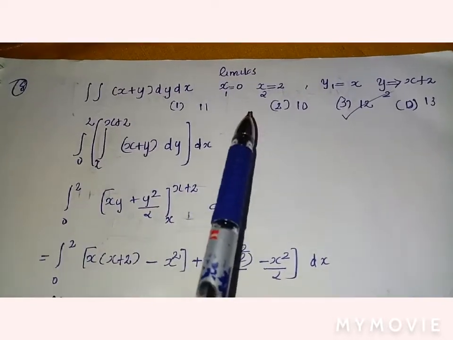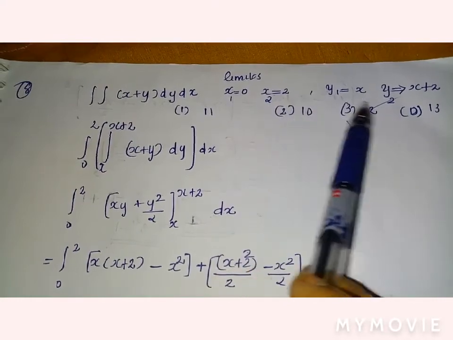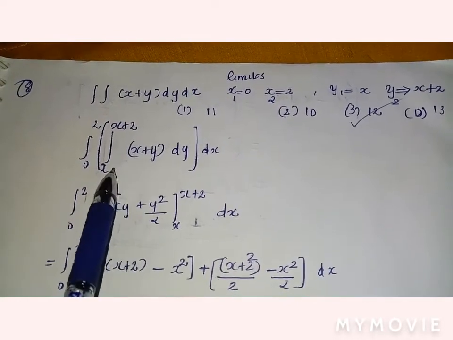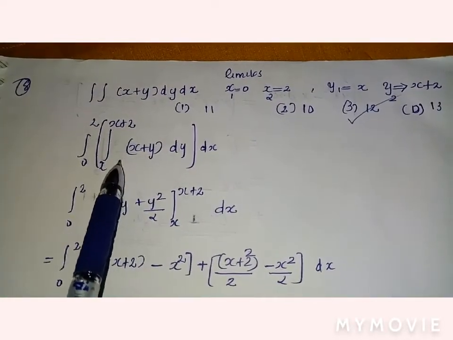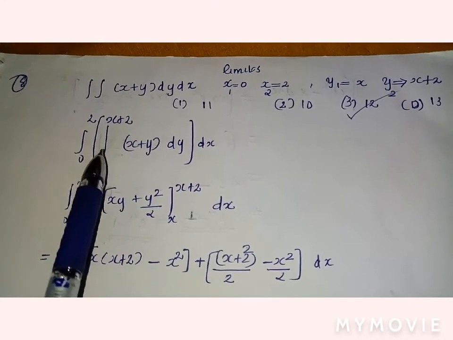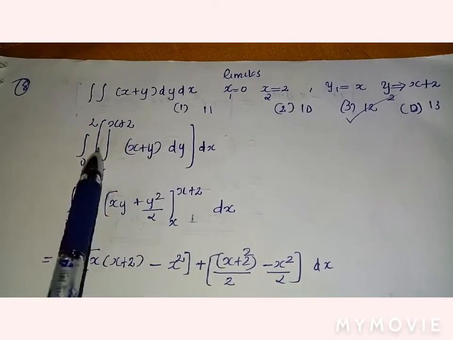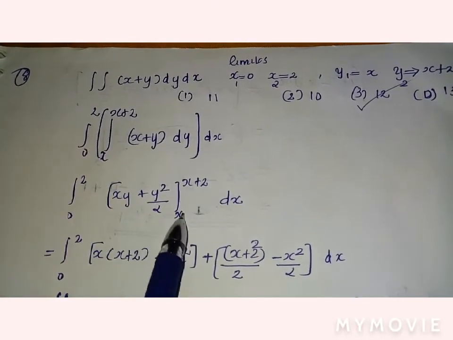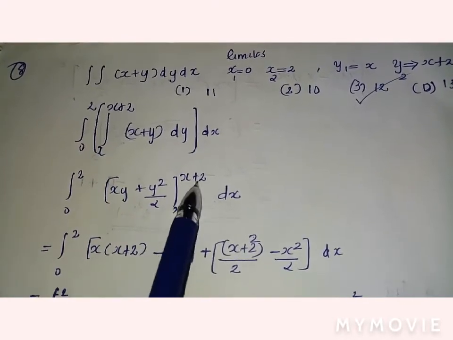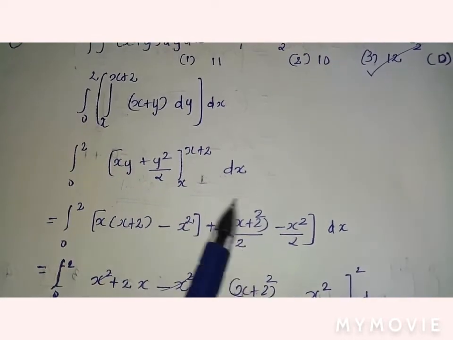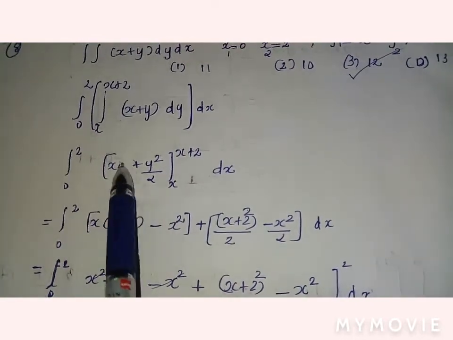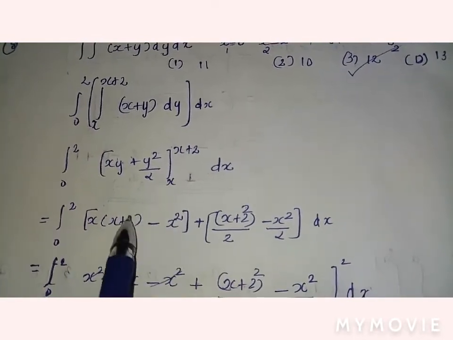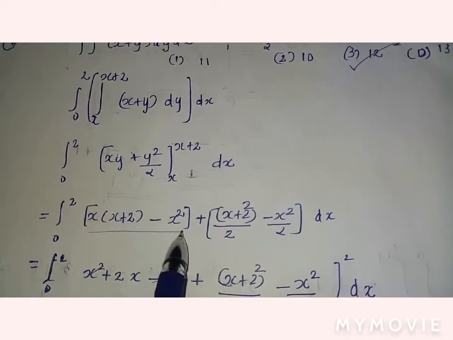Here in this problem, they have given the limits as 0 and 2, and x and x plus 2. So we substitute first after integrating with respect to y, the limits x and x plus 2. So xy plus y square by 2. Put the limits x and x plus 2 and we get the form like this. First put the value of y as x plus 2, then x. So we get the answer like this.